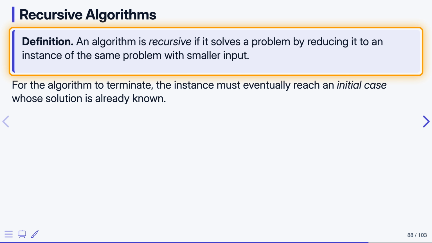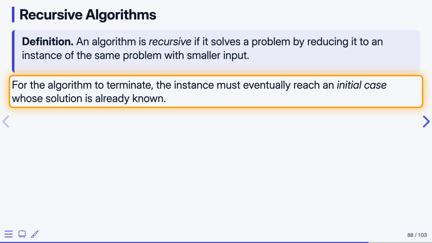An algorithm is recursive when it solves a problem by using a smaller copy of the same problem. Each step makes the input smaller. The input must reach a starting case that we already know how to solve. If it does not, the algorithm never stops. So every recursive algorithm needs a known base case.